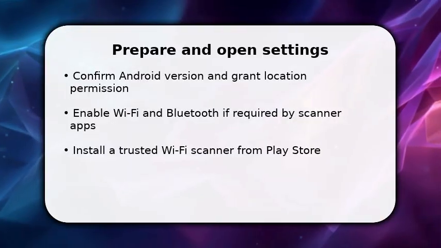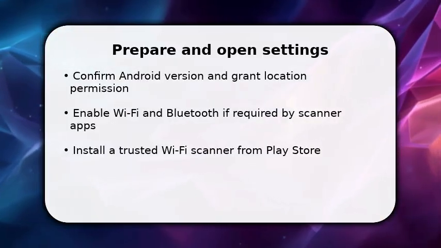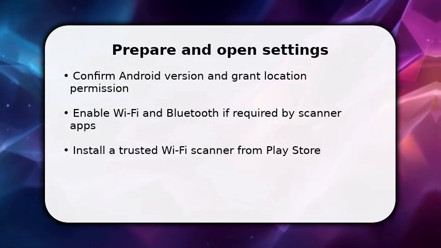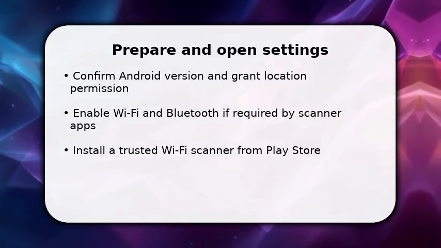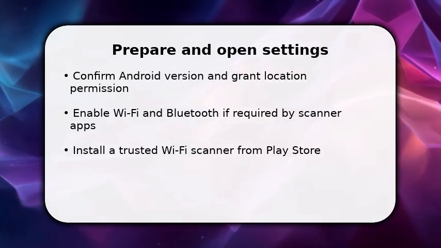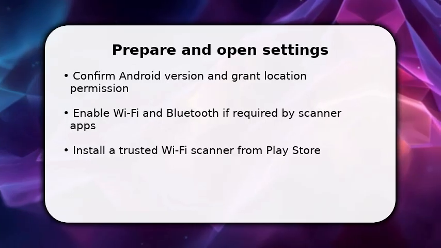You start by confirming prerequisites. Check your Android version and grant location permission because modern scanners need it to access Wi-Fi scan results. Next, open Settings and enable Wi-Fi. Make sure Bluetooth is on if the app uses it for additional details.